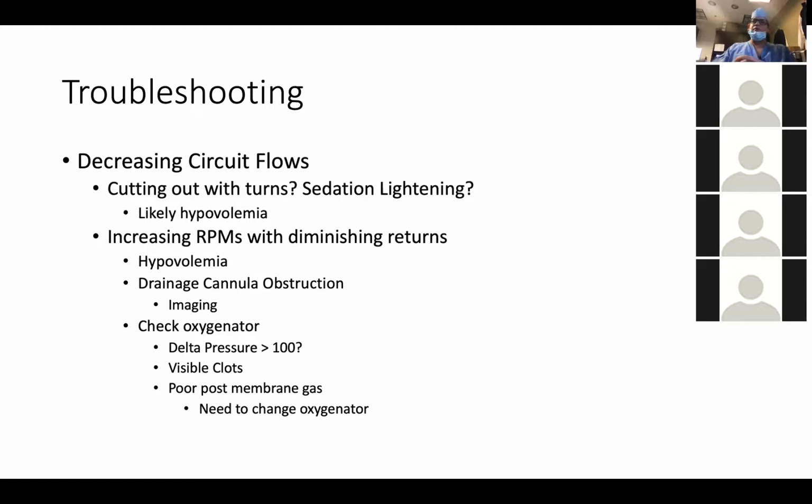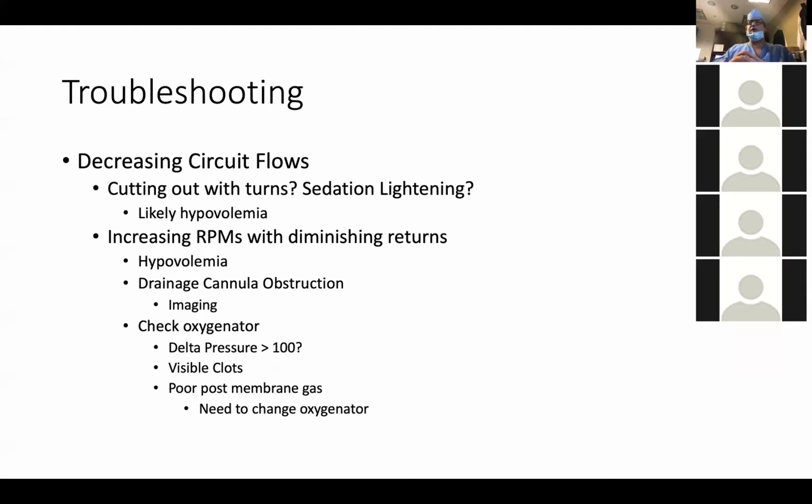Second problem becomes you have to slowly increase the RPMs, the diminishing flow returns. So we were at 3,800 RPMs yesterday. 2 days from now, we're up to 4,500 with the same flows. So what's going on? Is it hypovolemia? Again, we diurese these people aggressively to try to optimize their oxygenation. Drainage cannula obstruction. Has the cannula moved? Did it migrate into the hepatic vein? Is there thrombosis on the cannula?